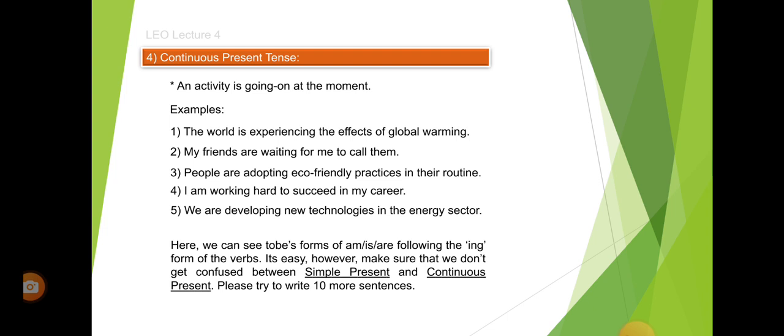But if on the way you meet me, and when I ask, you say, okay, I'm going to college, at that point of time you show a continuous activity. That means your activity of going to school is going on at the moment. So this is the distinction between simple present tense and continuous present tense, guys.